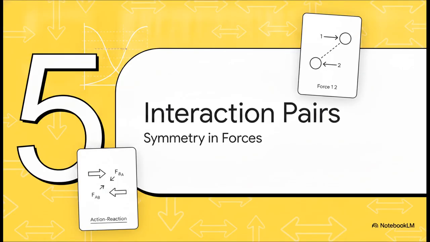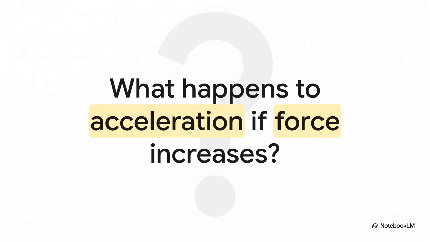Section 5. Interaction pairs. Let's look at the symmetry in forces. Time for our second check for understanding, and this one's a two-parter. First, based on that cart example, if the net force increases on the exact same mass, what happens to the acceleration? Second, and this is a bit of a preview, how does Newton's third law of interaction pairs actually differ from a simple pair of balanced forces?